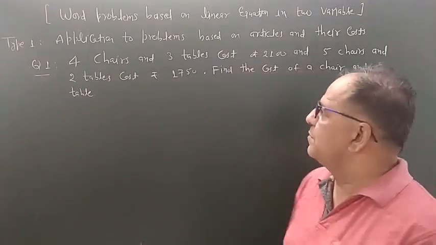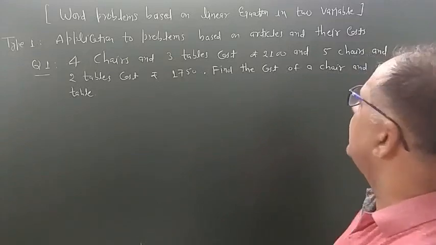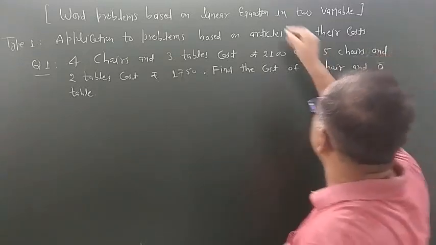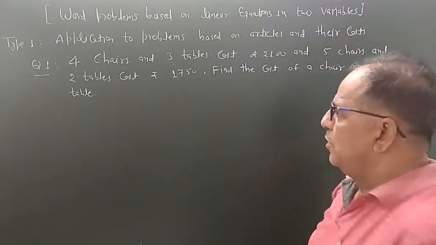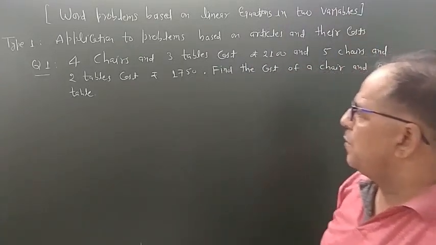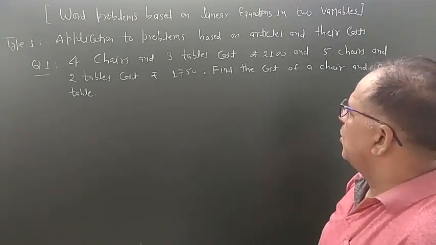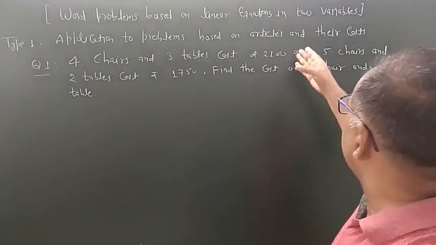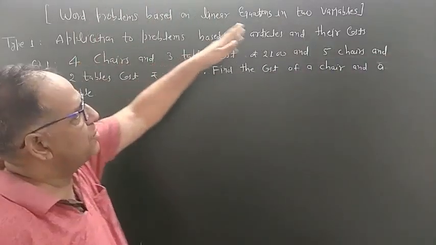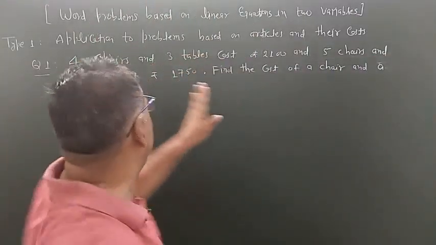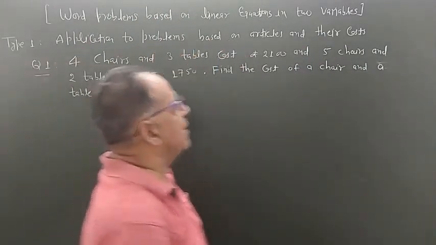We are moving inside the chapter Pair of Linear Equations in Two Variables. Now in this chapter we will discuss some applications to problems based on articles and their cost. So there are some word problems based on linear equations in two variables. The first type is application to problems based on articles and their cost.